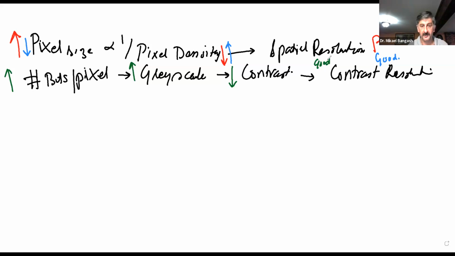Whereas on the opposite side, if we had fewer bits per pixel, that will lead to a small grayscale. The smaller the grayscale, the greater the contrast between the shades of gray. And that will lead to a poor contrast resolution. Is that clear?